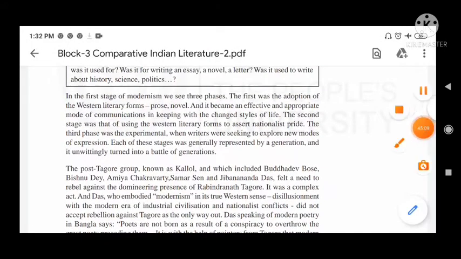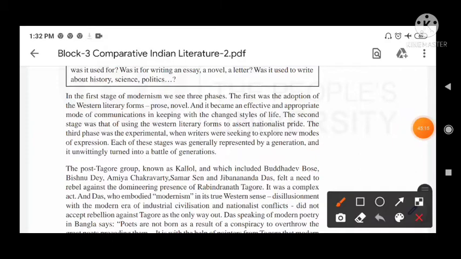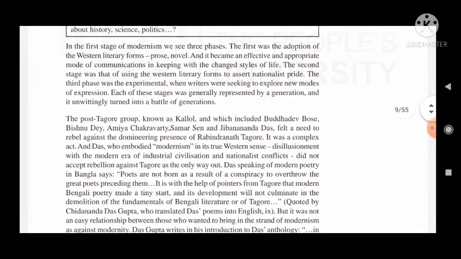So the first was the adoption of the Western literary forms, the prose novel, and it became an effective and appropriate mode of communication in keeping with the changed styles of life. The second was using the Western literary forms to assert nationalist pride. The third phase was experimentalism, when writers were seeking to explore new modes of expression.